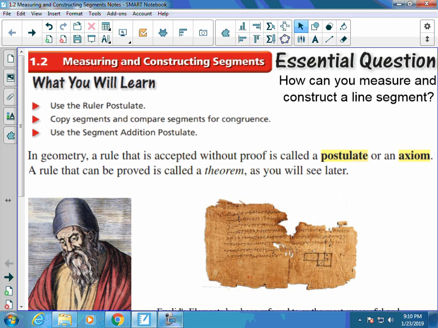So we're going to start this off with just a little bit of a definition here, a lot like what we did last lesson. In geometry, a rule that is accepted without proof is called a postulate or axiom. A rule that can be proved is called a theorem, as we are going to see later.